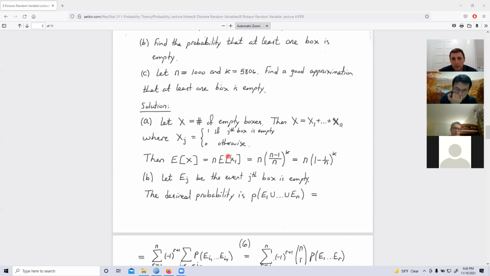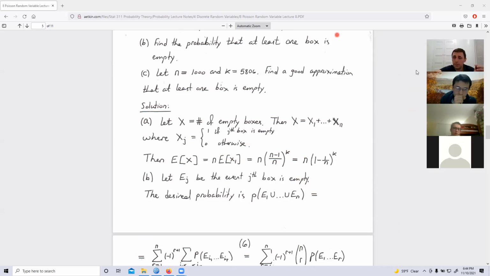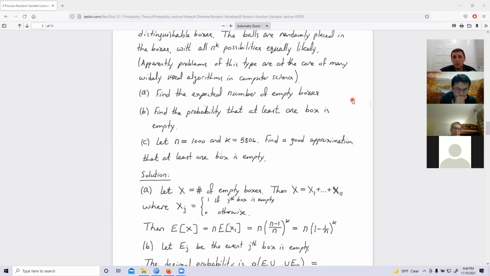Now, what's the expected value of x1? It means box 1 is empty, which means all the balls chose to go to another box. So none of them went to box number 1. So they chose out of n-1 options. So first ball, n-1 divided by n, is the probability it doesn't go to box 1. Second ball, n-1 divided by n, the probability it doesn't go to 1. So it's (n-1)/n to the k. Yes, which is the same as (1 - 1/n) to the k. And being multiplied by n, yes?